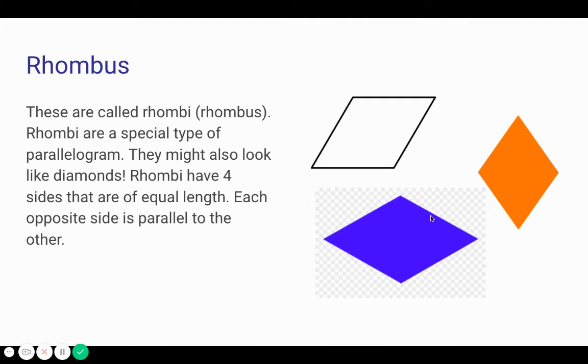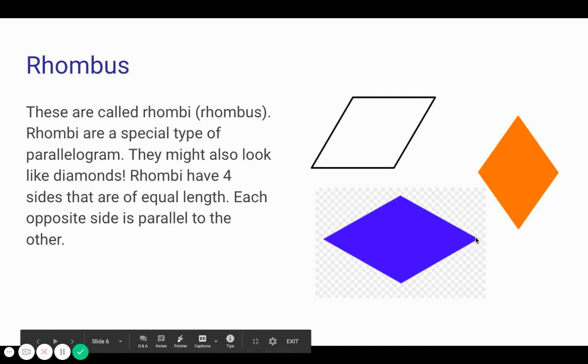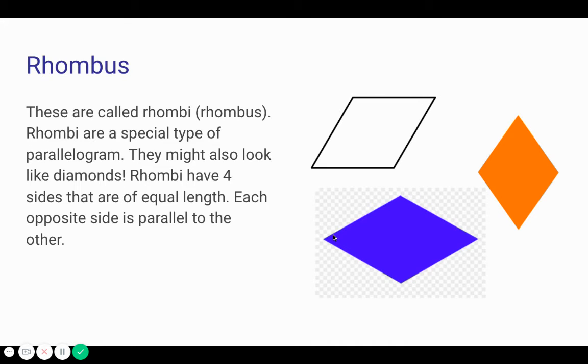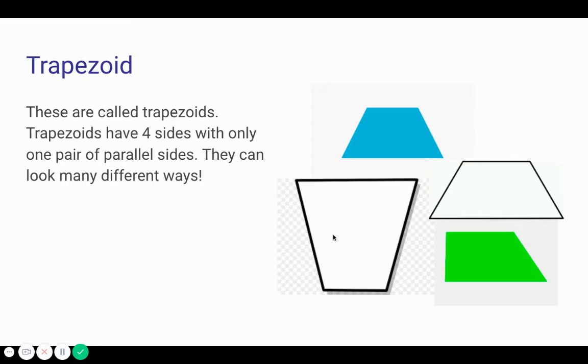Rhombi have 4 sides, just like every other shape we've looked at today. And each side is the same length, kind of like a square. So it's kind of like a square, but it's slanted. So this side is the same length as this side, is the same length as this side, is the same length as this side. So each opposite side, this one is parallel to this one, and this side is parallel to this side. They go the same direction. These two go the same direction. They'll never touch.